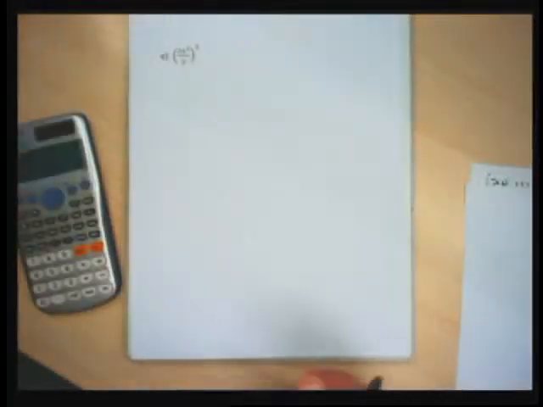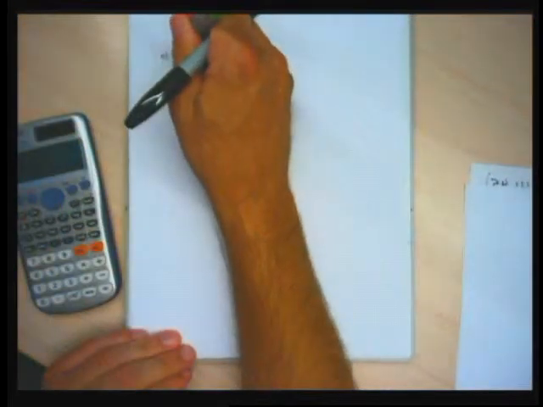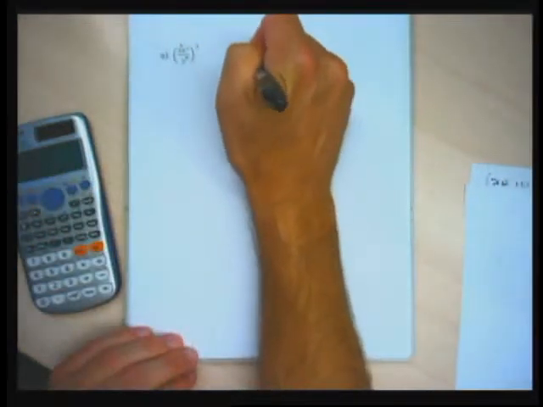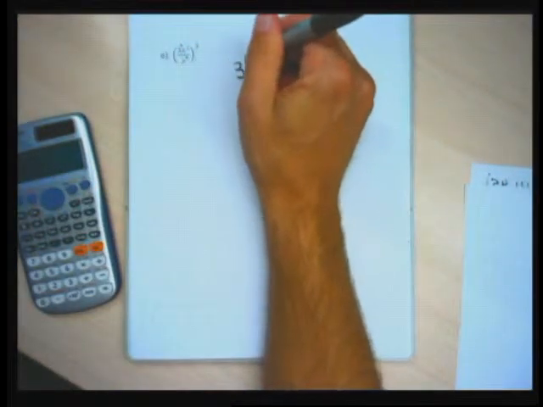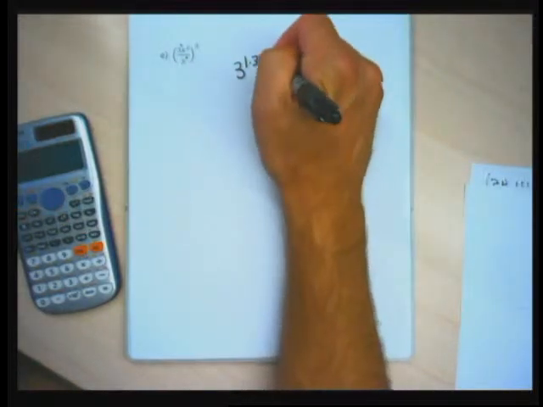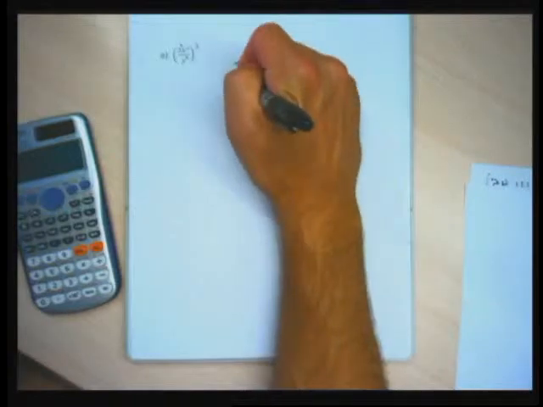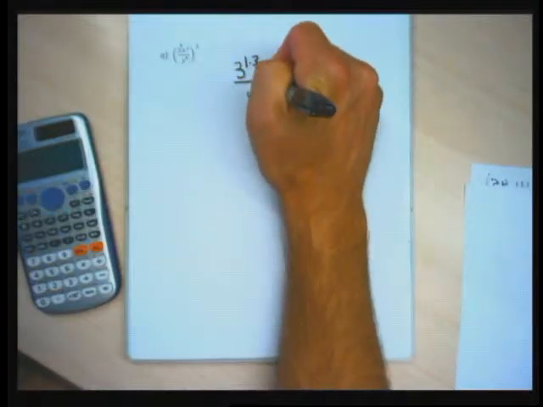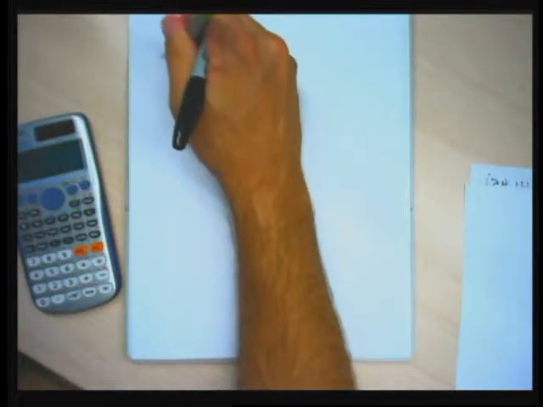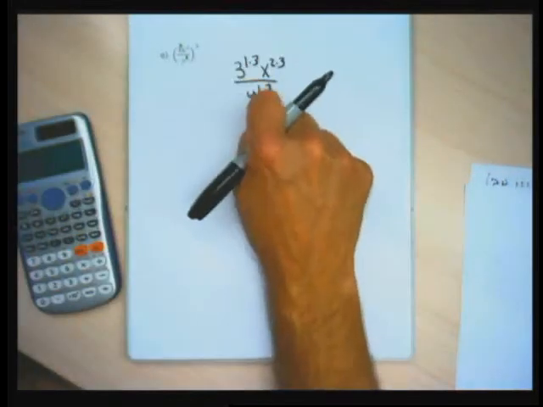For part E, I'm going to multiply all the exponents by 3 again. So I'm going to go 3 to the 1 times 3 power. I generally wouldn't even show this multiplication. I would have just made it 3 cubed. And then x to the 2 times 3 and y to the 1 times 3. Again, when the letters or numbers don't have exponents, you don't really need to show that multiplication.